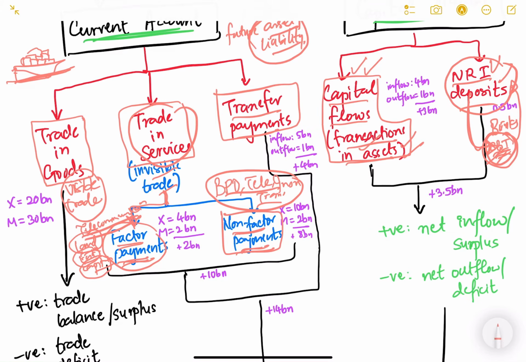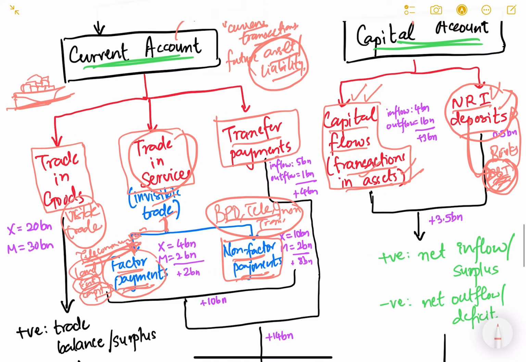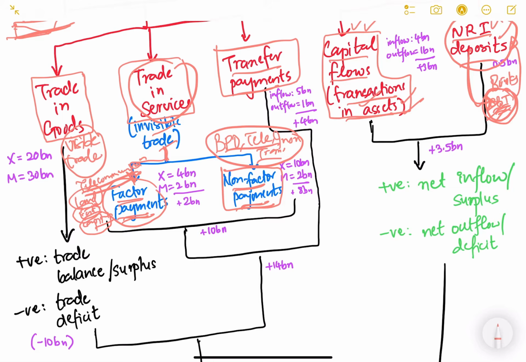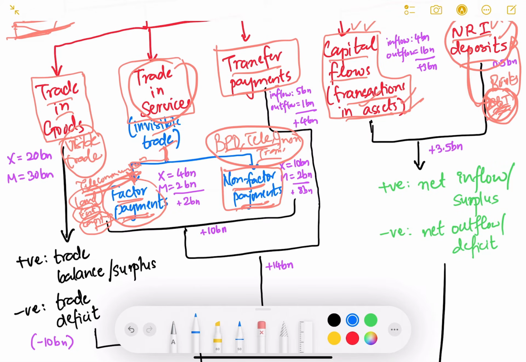So I think you have broadly understood what comes under capital account and current account. Now in order to explain to you how balance of payment is calculated, how it is done, I have given you some example here. Say for example trade in goods. Let us look at this now individually.